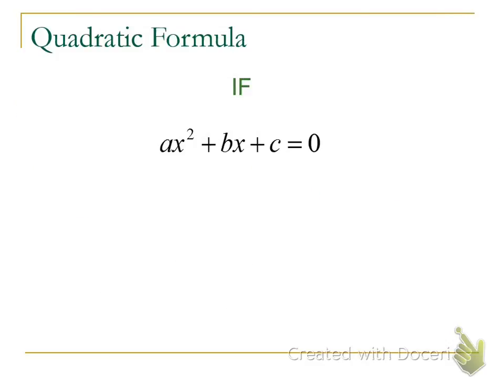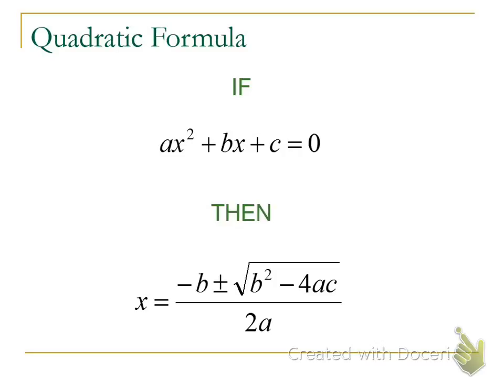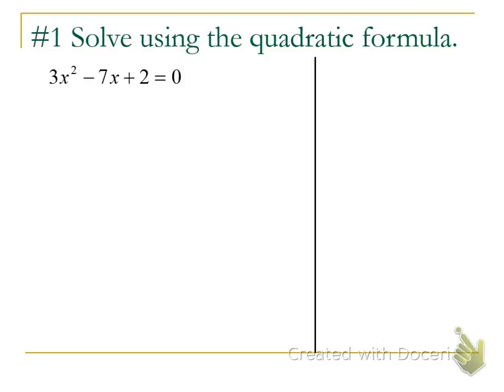So once again, we use that standard form of the quadratic formula, and we can only use that if we have it in standard form of ax squared plus bx plus c equals 0. So then we can use that quadratic equation of x equals negative b plus or minus the square root of b squared minus 4ac, all divided by 2a. So I'm going to go ahead and show you an example here.